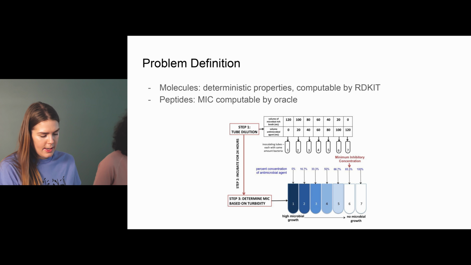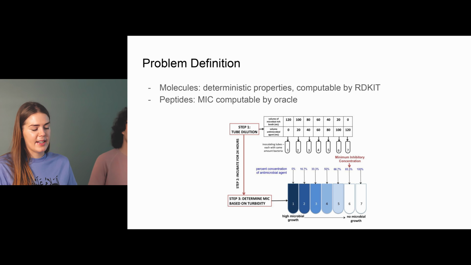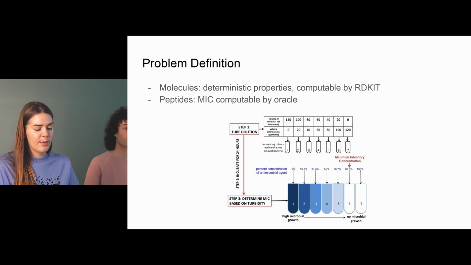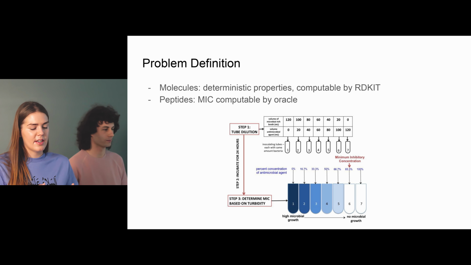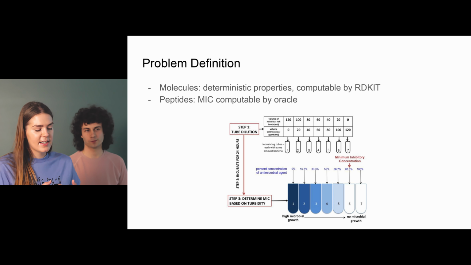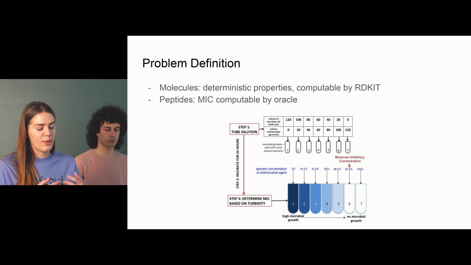But in our work, we focused on some numerical properties that molecules or peptides will satisfy. So in our work, what we did is generating molecules or peptides that have properties that are in some way computable. For molecules, these are deterministic properties that were computed using RDKit. And for peptides, these were properties that were computed by Oracle.